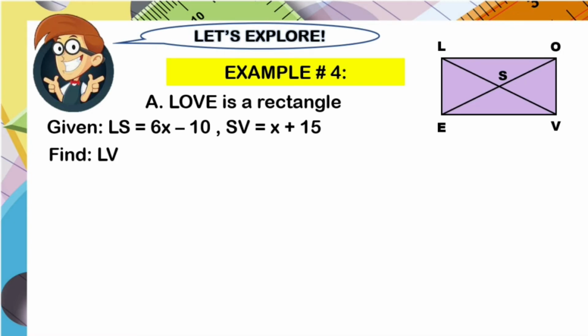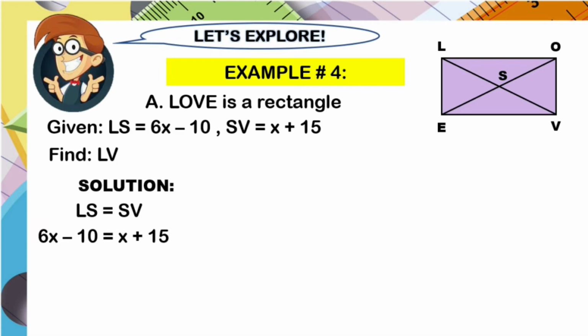To be able to solve for the measure of diagonal LB, let us remember that diagonals bisect each other. Thus, segment LS and segment SB are congruent. Based on the given statement, we have LS is equals to SB. Substituting the value of segment LS, which is 6x minus 10, and segment SB, which is x plus 15, to have the equation 6x minus 10 is equals to x plus 15.